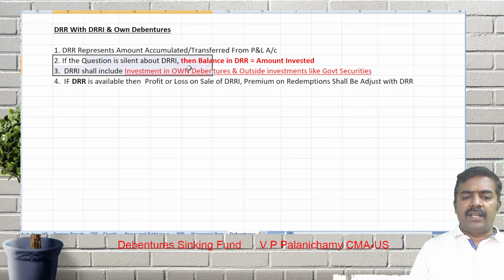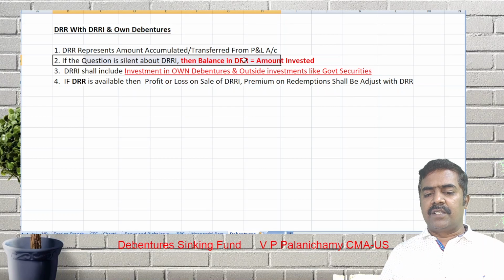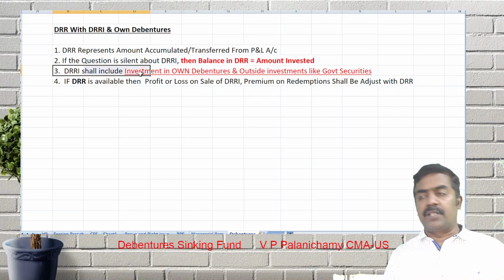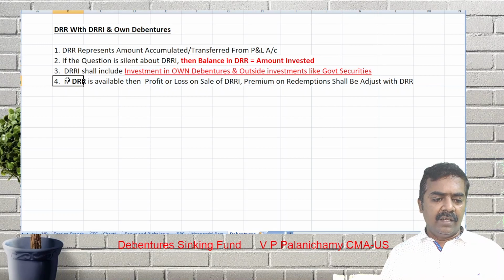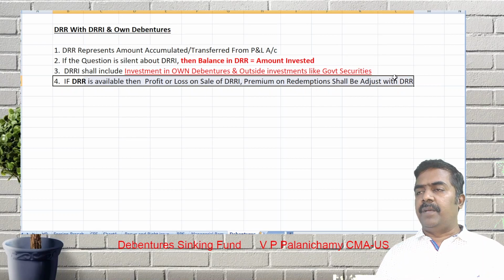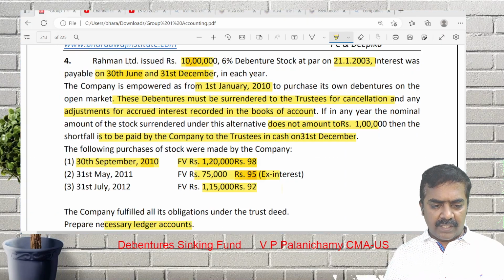If the question is silent about debenture redemption reserve investment, then the balance in debenture redemption reserve can be taken as amount invested. Debenture redemption reserve investment shall include which one? Investment in own debentures as well as investment in outside security. If debenture redemption reserve is available, then loss on sale of investment or premium on redemption shall be adjusted with which one? Debenture redemption reserve.